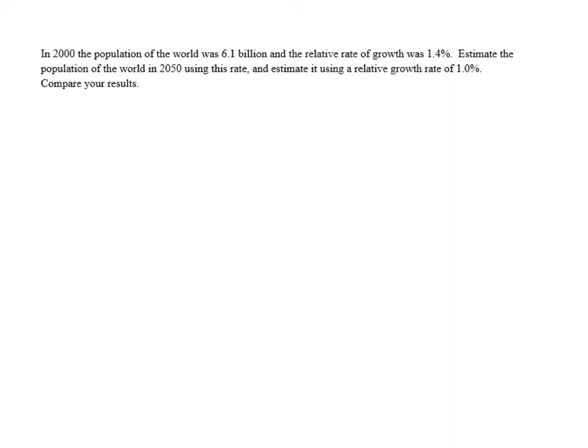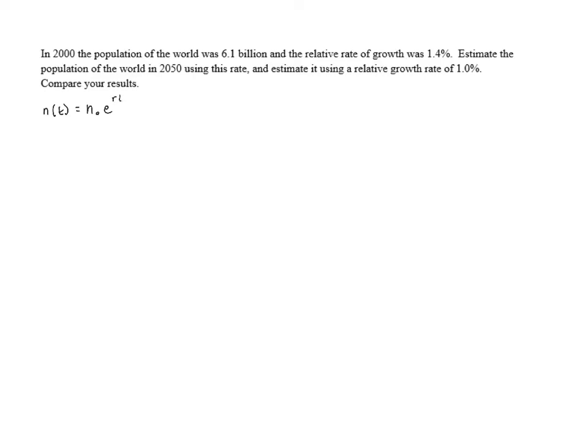In 2000, the population of the world was 6.1 billion, and the relative rate of growth was 1.4%. Estimate the population of the world in 2050 using this rate, and estimate it using a relative growth rate of 1%. Compare your results.